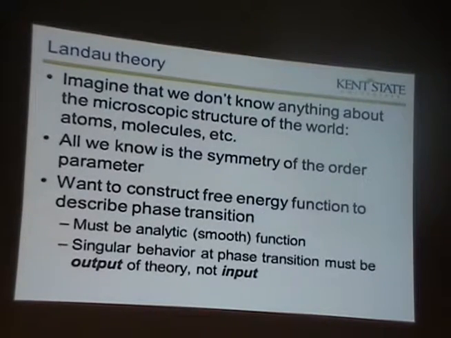And so here we could say, suppose that we don't know anything about the microscopic structure of the world. Suppose we don't know that the world is made of atoms and molecules and so forth. All that we know is an order parameter. So we just say there's an order parameter with some symmetry, and we want to construct a free energy based on that order parameter to describe a phase transition. So how could we do anything?